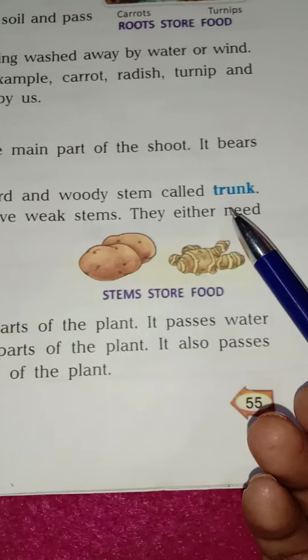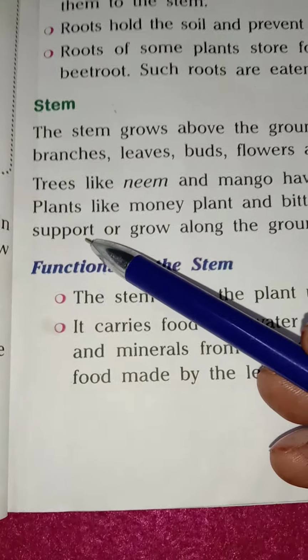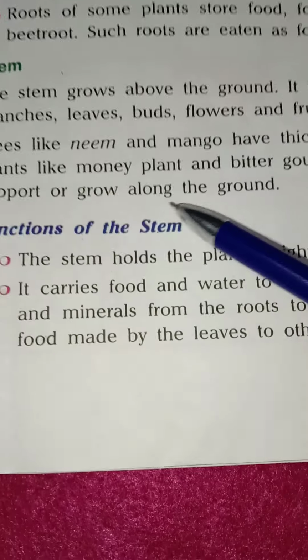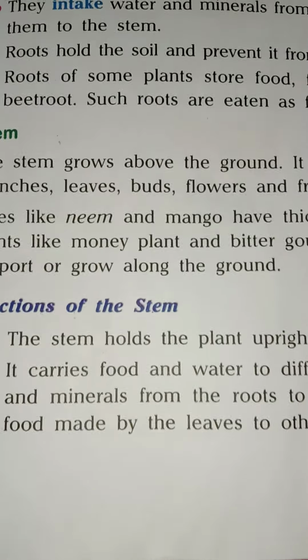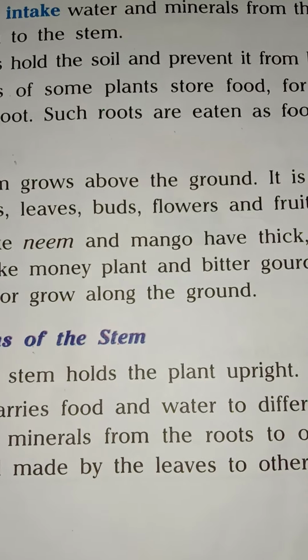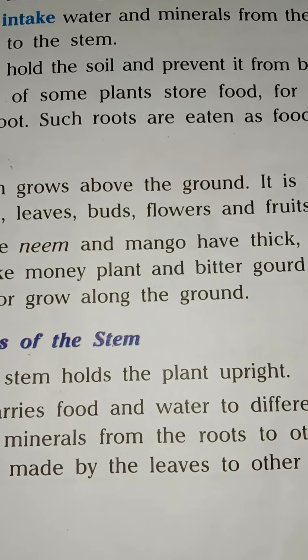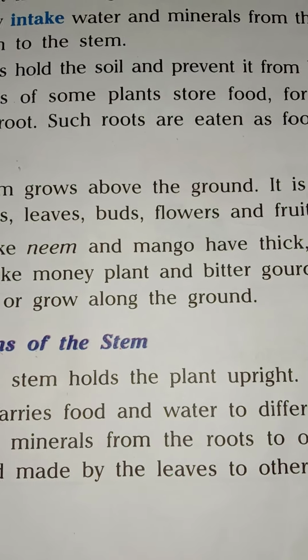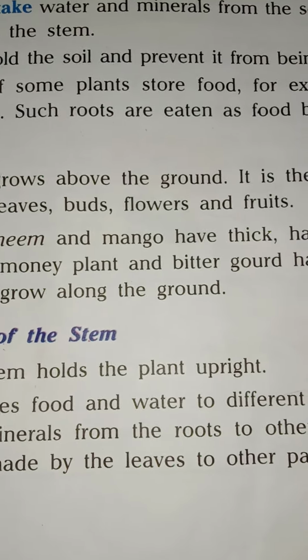Now, student, plants like money plant and bitter gourd have weak stems. They either need support or grow along the ground. Now, student, there are mainly two types of weak plants. First is creeper and second is climber.